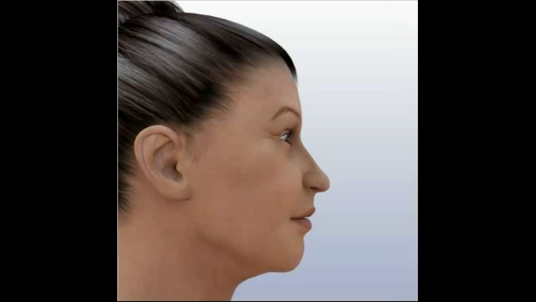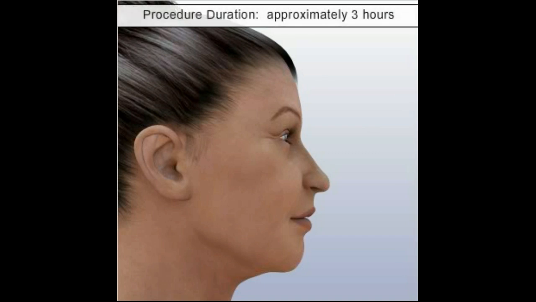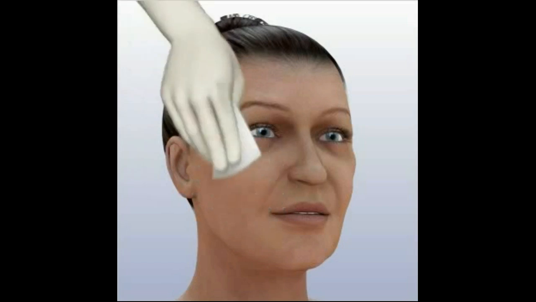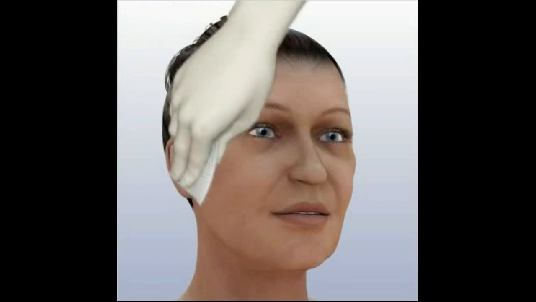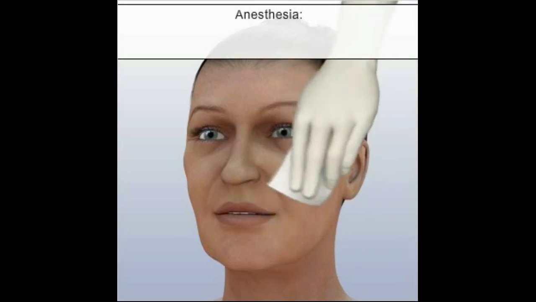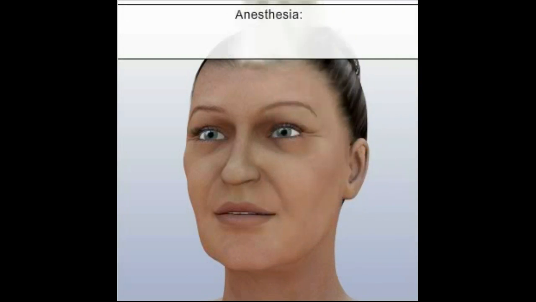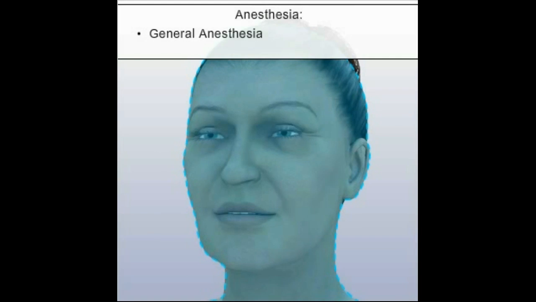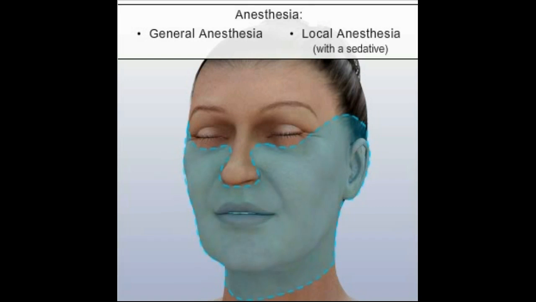A lower facelift procedure lasts approximately 3 hours, depending on the extent of treatment. Prior to the start of your procedure, the treatment area will be cleansed and anesthesia will be administered. The procedure will most likely be performed under general anesthesia, in which you are asleep. However, your physician may choose to administer local anesthesia with a sedative, in which the face and surrounding areas are numb and you are in a relaxed state.